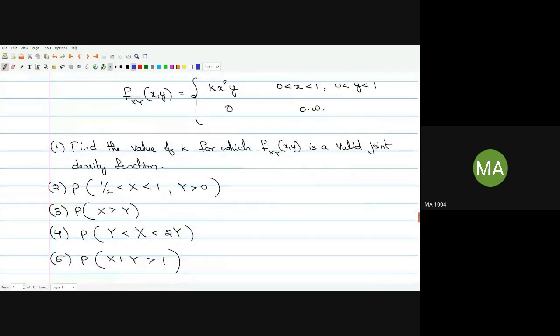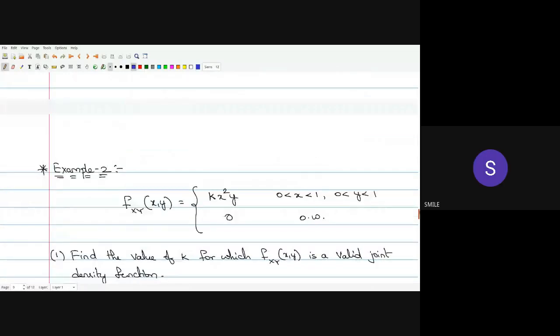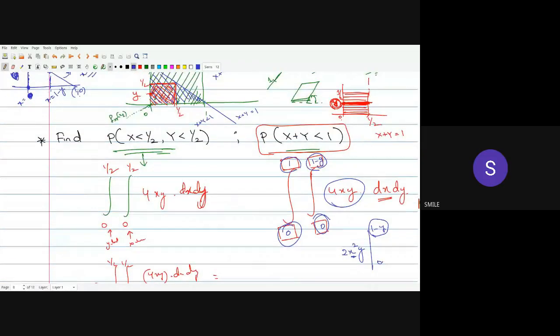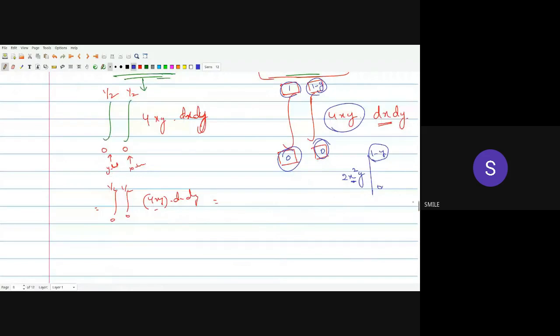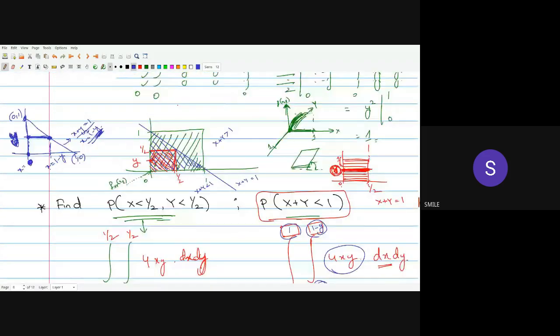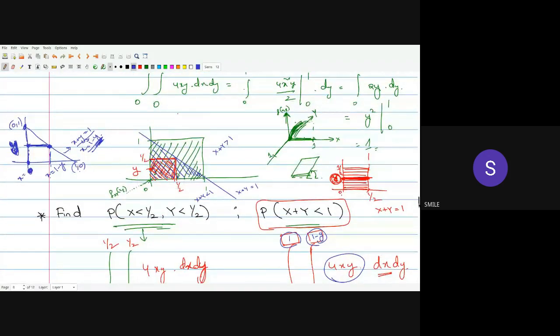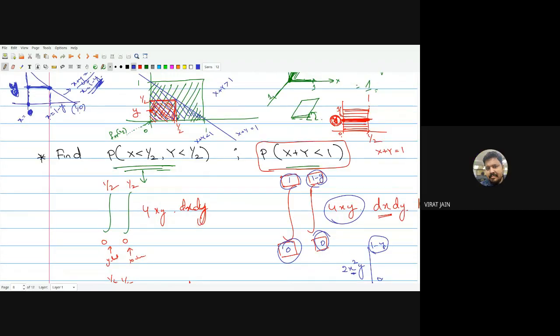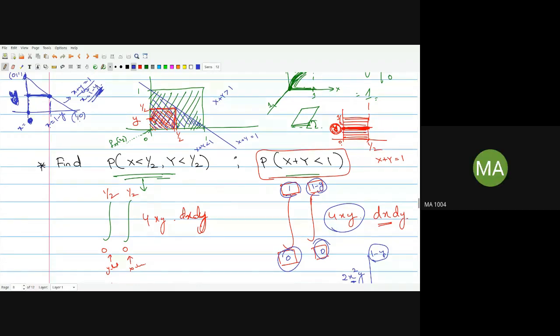And I have this example with 4xy. The limits of y are 0 to 1 because this function is valid only, by definition it is valid from 0 to 1, right? Okay. Why is the outer limit not 0 to 1 minus x? Why is the outer limit 1 minus x? We have fixed y, right?